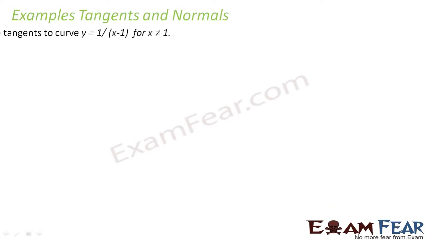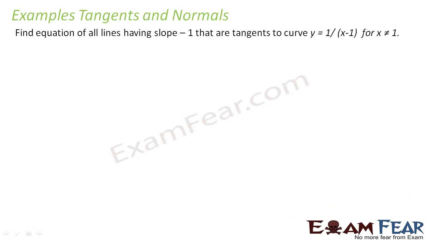Let's take one more similar question. Here we have to find the equation of all the lines having slope -1 that are tangent to the curve. This is similar to the last question. If you see here, this is my some curve, and I say that the slope of this tangent is -1. I have to find the equation of this line.